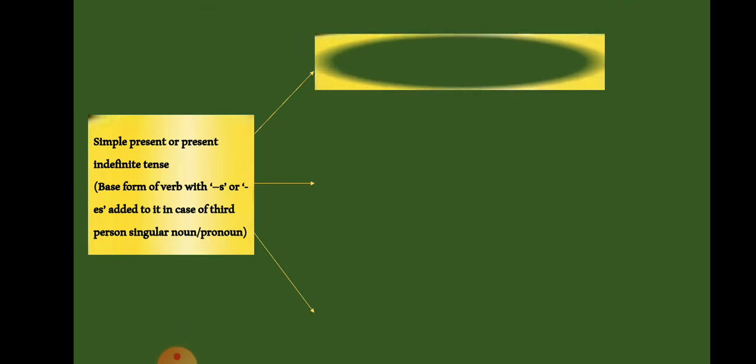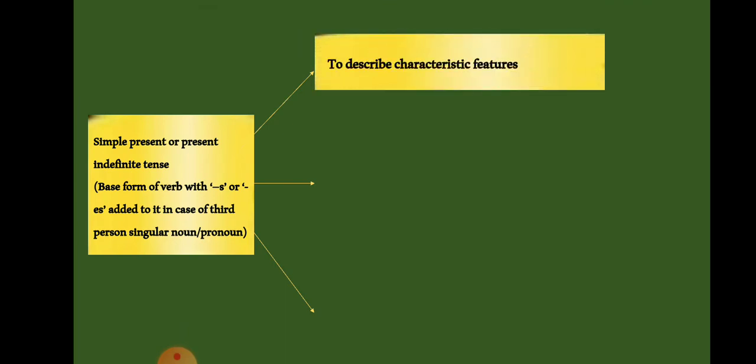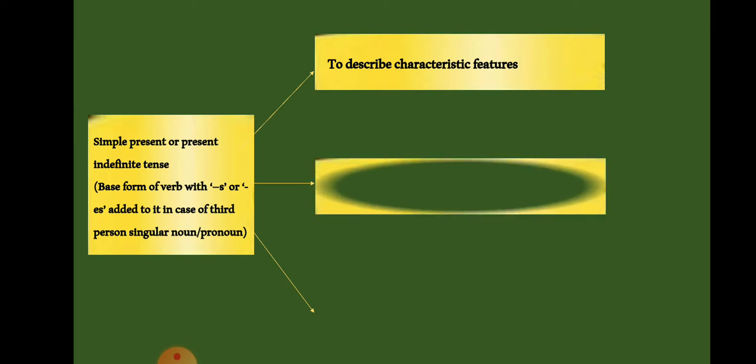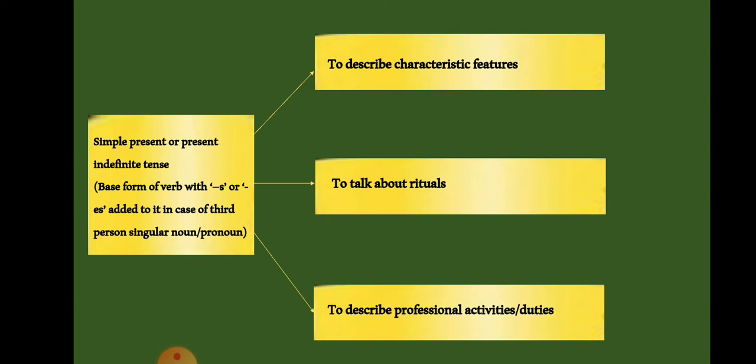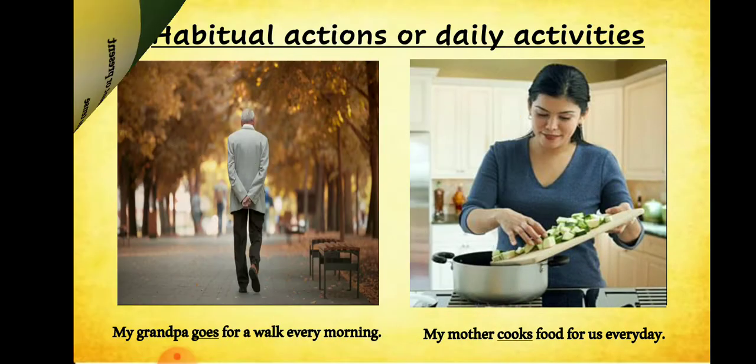Some more uses are there: to describe characteristic features, to talk about rituals, and to describe professional activities and duties. Now let's see a few examples. First, we have habitual actions or daily activities, which means the actions done on daily basis or repeatedly. My grandpa goes for work every morning. My mother cooks food for us every day.